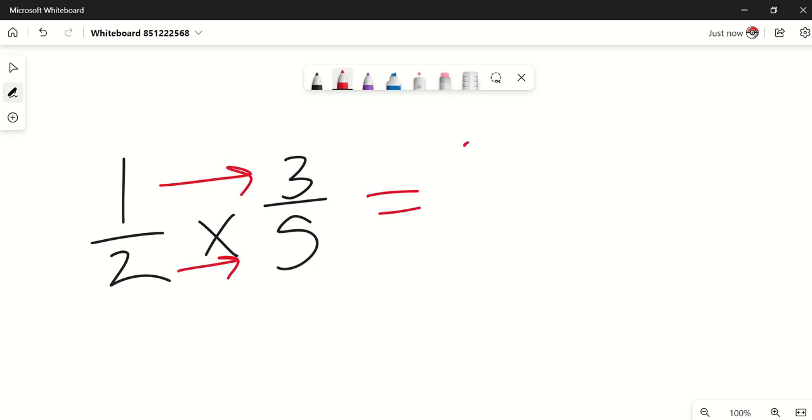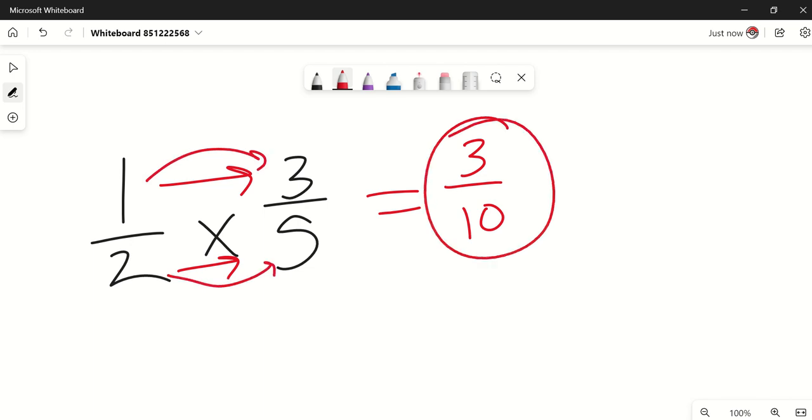This will give me 3/10. Because 1 times 3 is 3, 2 times 5 is 10. 3 and 10 have no common factors whatsoever. So that's my answer. 1/2 times 3/5 is 3/10.